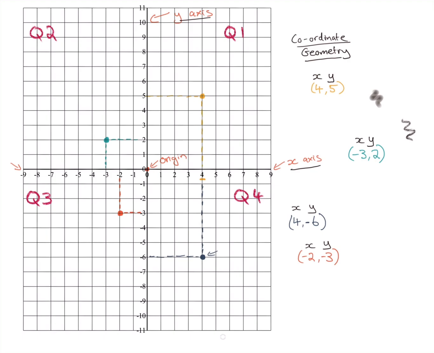Now, anytime you have a dot in quadrant 1, both numbers will be positive, like the yellow dot. We can see both numbers are positive, all right? But on the left-hand side, here, the x-axis number will be minus, but the y will be positive. So any dot in quadrant 2 will be a negative number and a positive number. And in quadrant 3, both numbers will be negative.